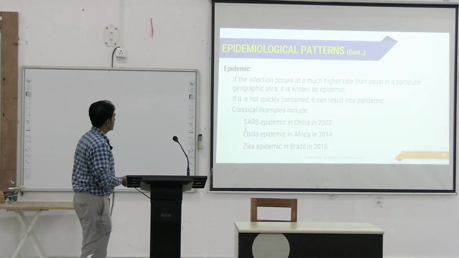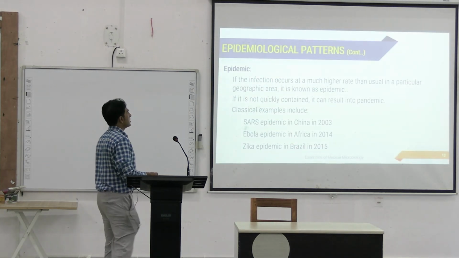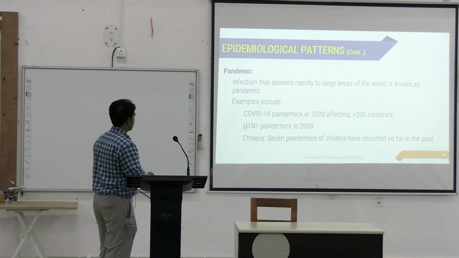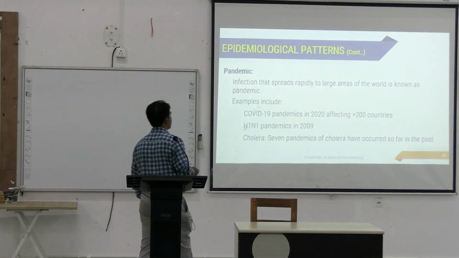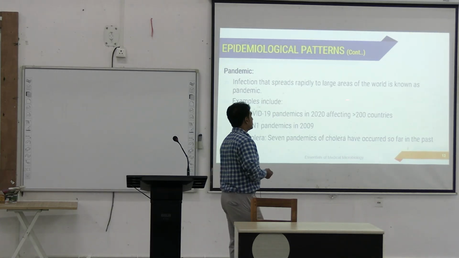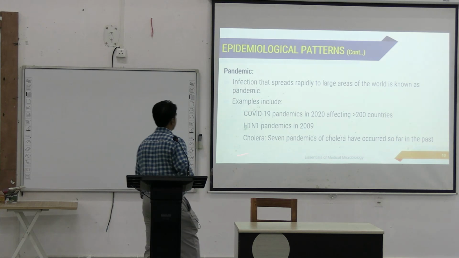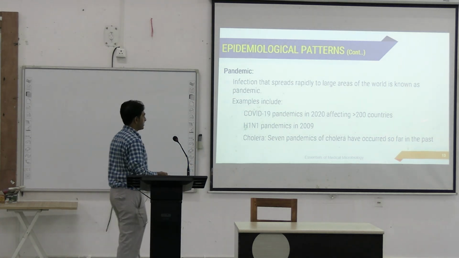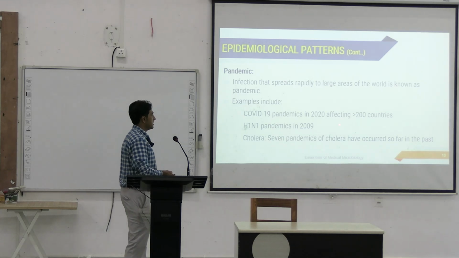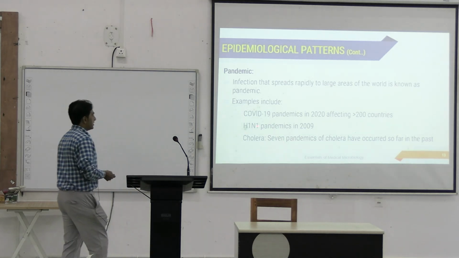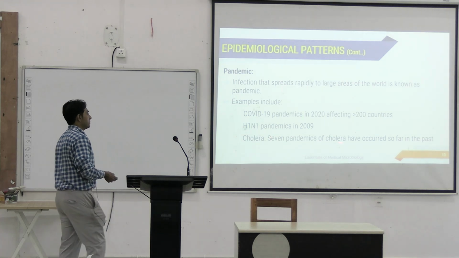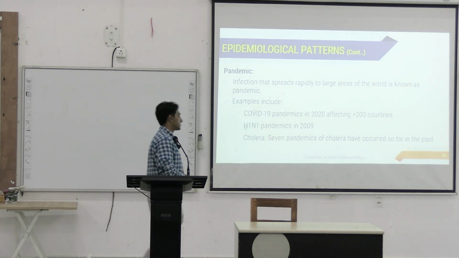The infection তাহলে particular geographical area তে যদি থাকে সেটা হচ্ছে SARS, Ebola and Zika, and which we are talking about was pandemic. Infection that spreads rapidly to large areas of the world known as pandemic. COVID-19 pandemic affecting more than 200 countries in 2020. H1N1 pandemics in 2009 and cholera. 7 pandemics of cholera have occurred so far in the past.